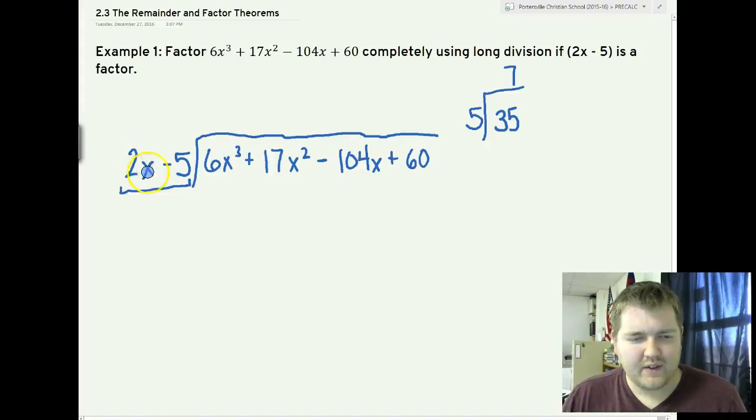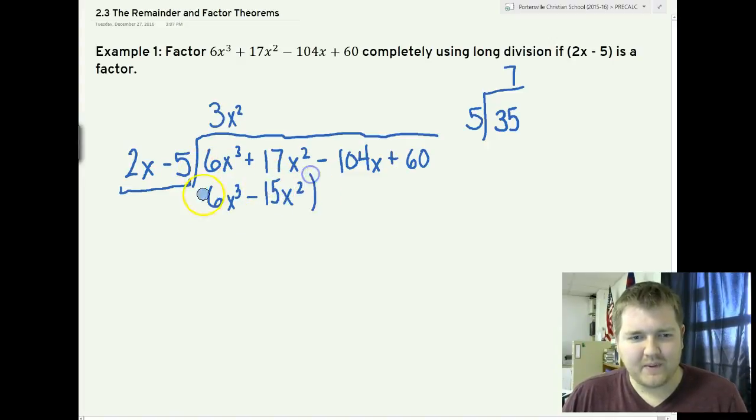You've got your first term here, 2x, and your first term under the division sign is 6x cubed. You're going to figure out what you'd have to multiply 2x by to get 6x cubed. And we know that that's going to be 3x squared. So 3x squared times this expression is going to give me 6x cubed, because that's going to cancel these out. And 3x squared times negative 5 gives me minus 15x squared.